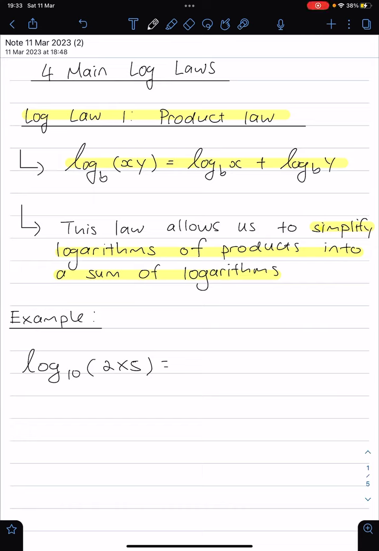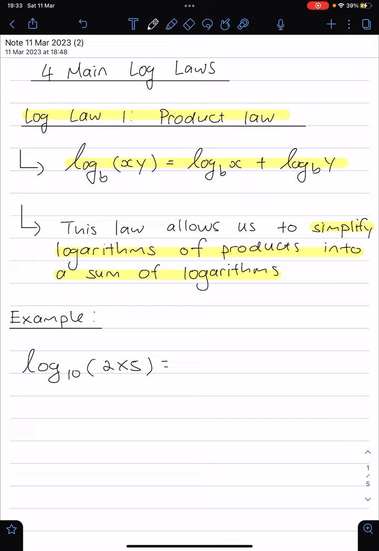Today, we're going to be going over the four main log laws. These log laws are really important, as if you understand these, you can then use them to solve complex logarithm problems. To have a good grasp of this concept, I highly suggest that you first understand exponential laws, as these laws are needed when trying to understand logarithm laws.